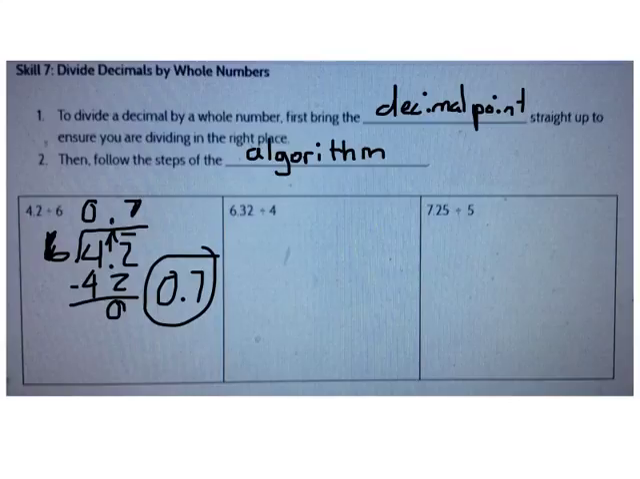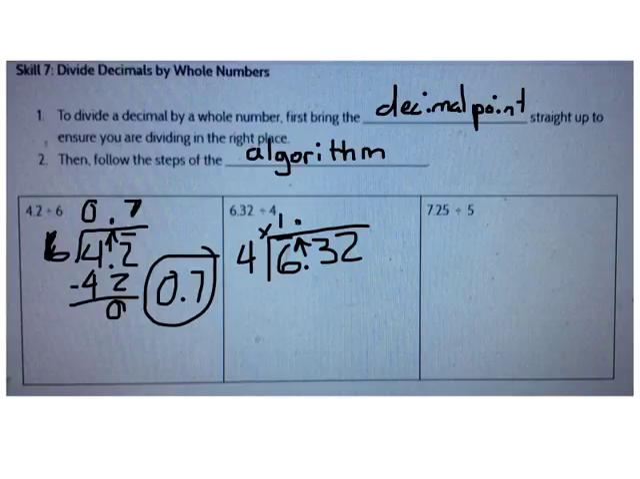Let's do another. What's 6 32/100 divided by 4? Remember to bring the decimal straight up. 4 can go into 6. How many times does 4 go into 6? It goes in 1 time. What's 1 times 4? It's 4. When I subtract, how many do I have left over? I have 2. I can bring down my 3.